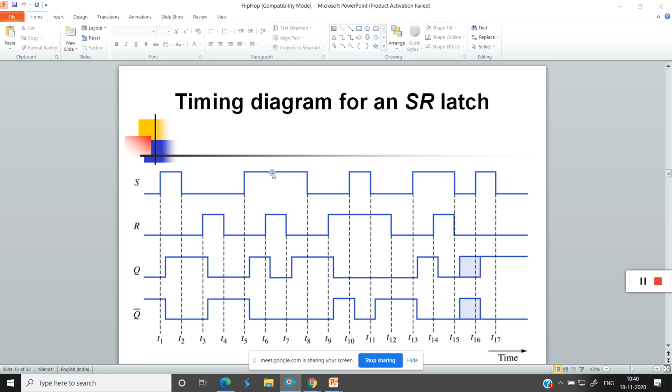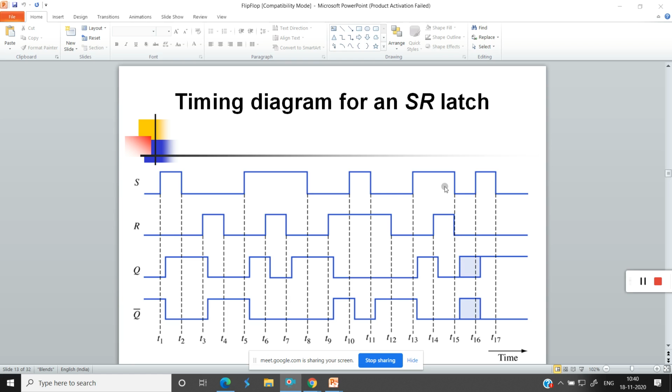In an SR latch, if S is 1 and R is 1, and both return to 0 simultaneously, it is an unpredictable behavior. Either S should be 1 or R should be 1. Both should not be 1 together. Otherwise, it will reach the forbidden state or unpredictable behavior. Next, here S is 0, R is 0, so it will retain the earlier state.